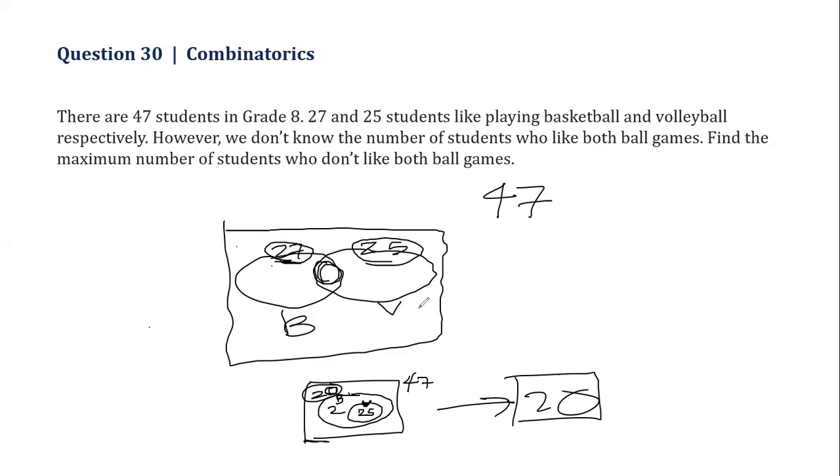Yeah, so in this diagram, you can make it such that all the students who like volleyball also like basketball, since it's not stated here that they only like volleyball or only like basketball. And yes, there are only 2 students who only like basketball. So that is the case in which we can maximize the number of students who don't like ball games. Does that answer your question? Okay, miss. I understand. Thanks.